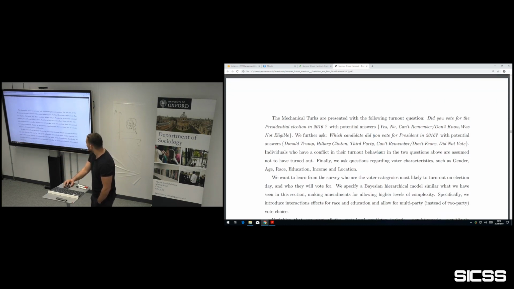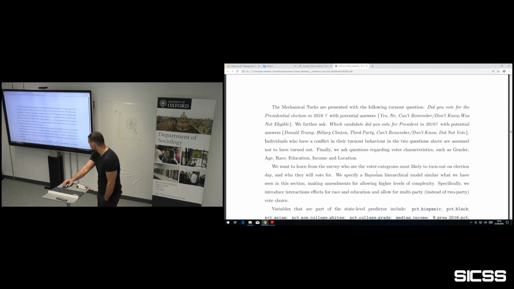And we further ask, which candidate did you vote for president in 2016? With potential answers: Donald Trump, Hillary Clinton, third party, can't remember, don't know, did not vote. Notice that we introduced the third party issue here, whereas in the example of vote choice that I showed you before, there were only 2 options, which means now we're going to have to do some funky stuff with our model to allow for multiple options.